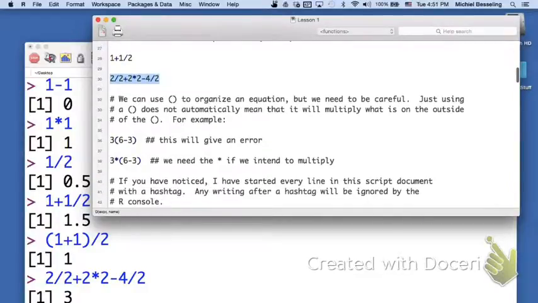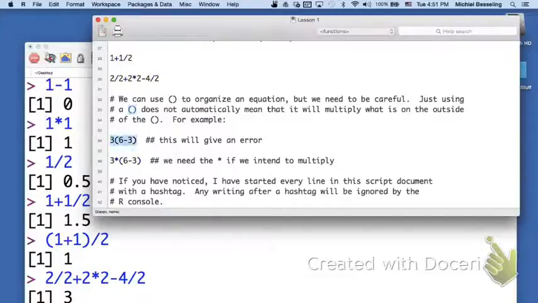Again, we can use parentheses like I did before to organize an equation, but you do have to be careful. The reason why is when it sees parentheses, it's actually going to assume that there's a function going on. Like, you remember something like f of x back from Algebra 2? We say f parentheses of x, we're saying this function of whatever's inside the domain, which is x. So we need to be careful here.